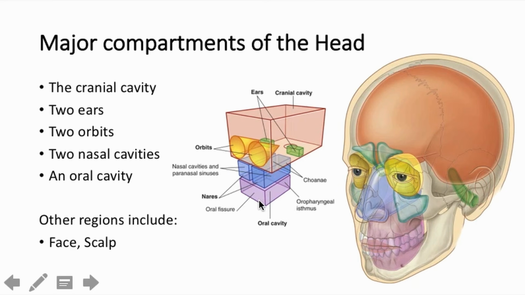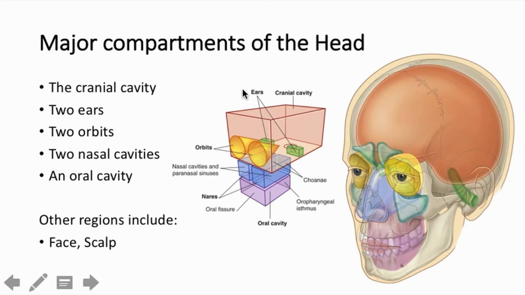And then we have the oral cavity. Pretty simple, it's their mouth. It's inferior to the nasal cavities, separated by the hard and soft palates in here. The floor of the oral cavity is formed entirely by soft tissues, all of this in here. The anterior opening is the oral fissure, which is where your lips are, into the mouth, and the posterior is the opening into the oropharyngeal isthmus, which is back here.